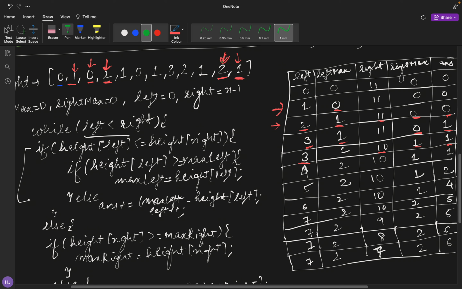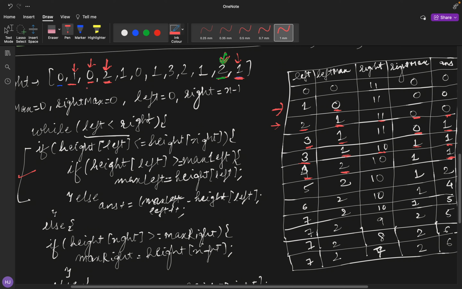Let's mark it with another color. I'll be reaching over here. That's it. And now let's compare 2 with 2. Both of them are equal. So intact, I will be in the first if, and is my 2 greater than 1? Yes, it is. So my left max gets updated to 2, my right max remains as it is, and my answer still remains 1, and my left gets updated to 4, right remains as it is.